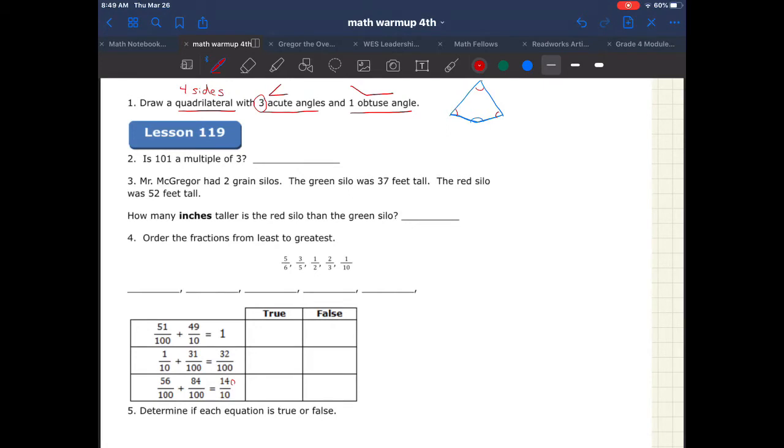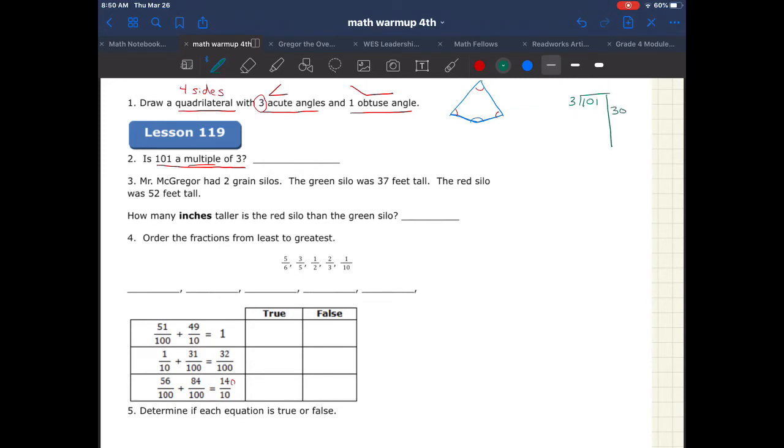All right, number 2. Is 101 a multiple of 3? Multiple of 3 means 3 times something equals 101. And the way to know if 3 times anything equals 101 is to divide 3 into 101 and see if it comes out with or without a remainder. So way over here on the side, we'll divide 3 into 101.